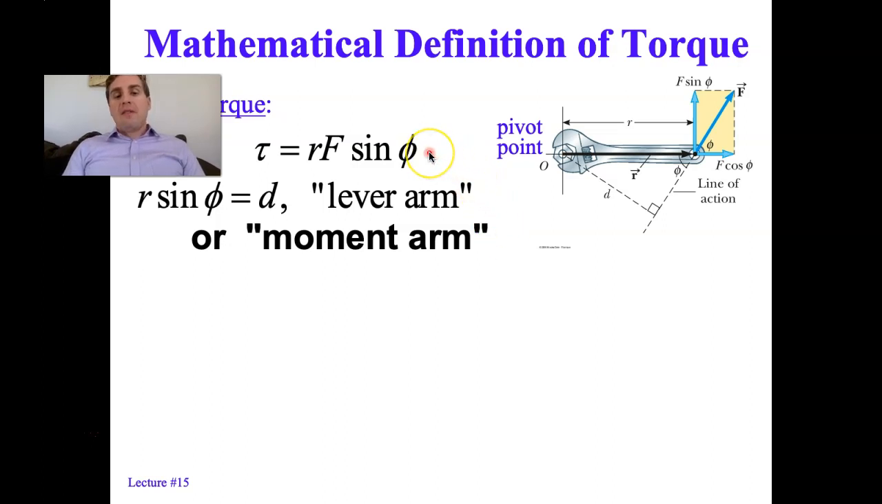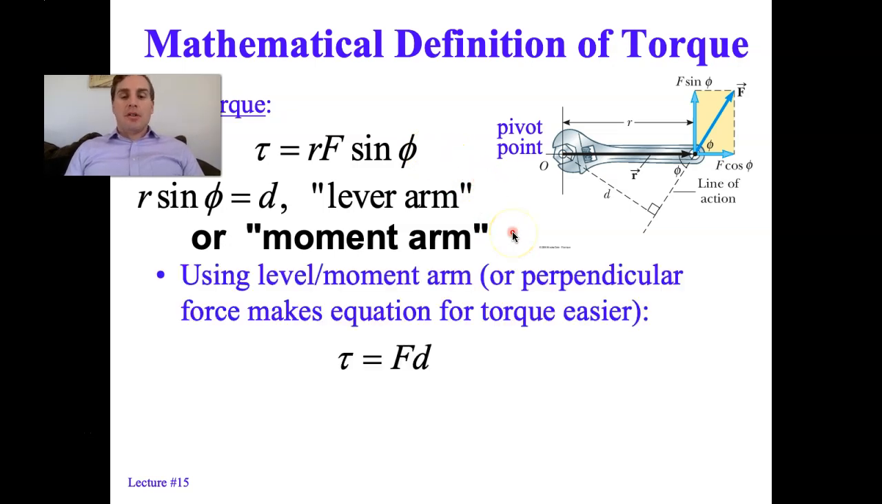So notice torque emphasizes perpendicular components, whereas something like work emphasized parallel components. Now, if you have a level moment arm or a perpendicular force, this equation is a lot easier. Tau is equal to F d.